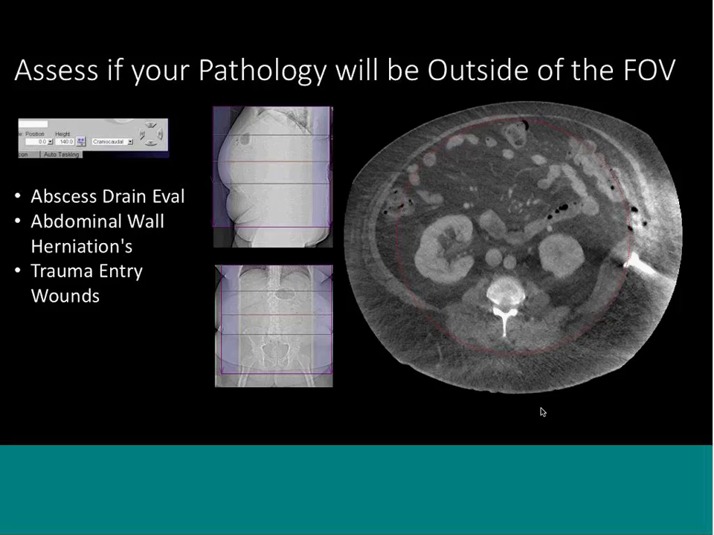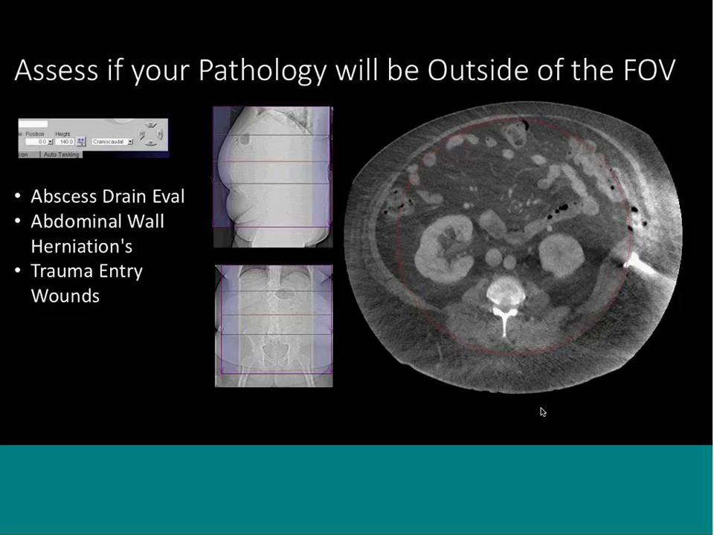So when is dual energy maybe not appropriate? Well, if you have an abscess drain that clearly falls outside, like you can see it on the scout, or if you're looking for an abdominal wall hernia on an obese patient and you can't bring the patient down, it's probably best to switch to one of the secondary protocols, one of the single energy protocols.